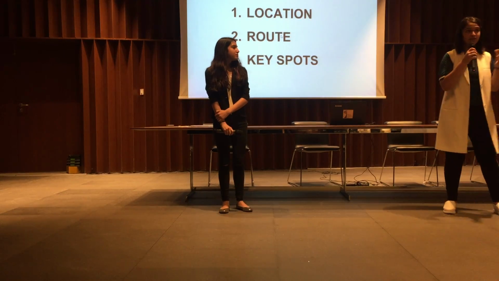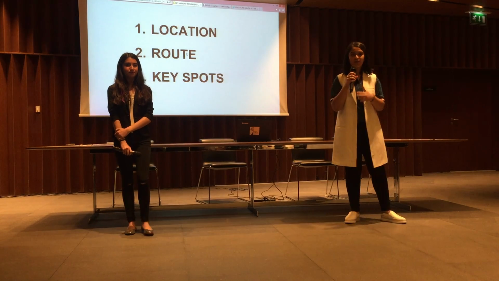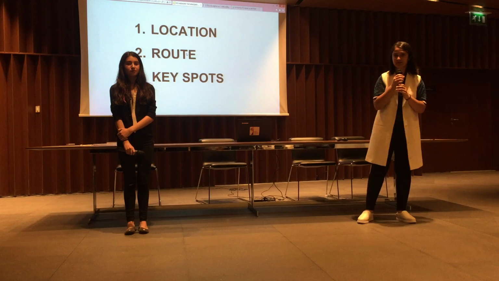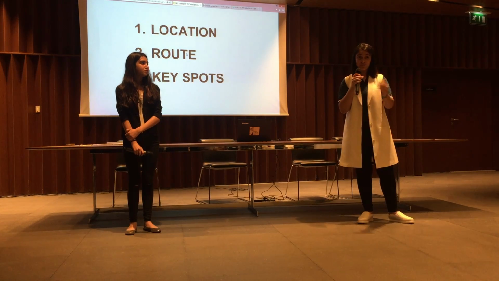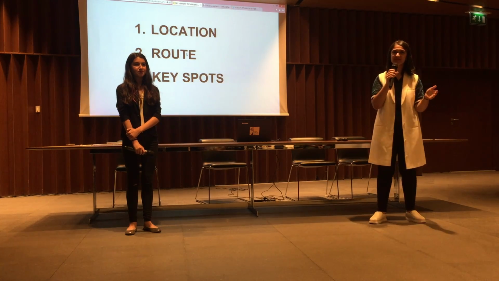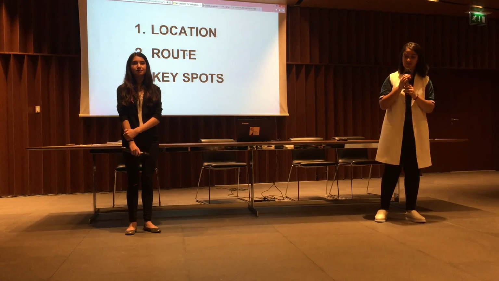To use the memory palace, you need to know three things. First, you need to pick a familiar location. Two, a route in that location. And three, key spots throughout that location in your mind. So let's go with your house. You know your house pretty well. Your route could be from your front steps up until your room on the first floor. And the key spots would be like 5 to 10 spots you would pass to get to your room.